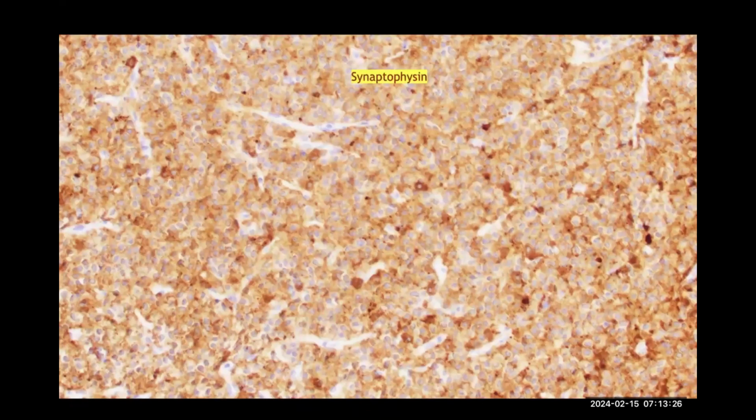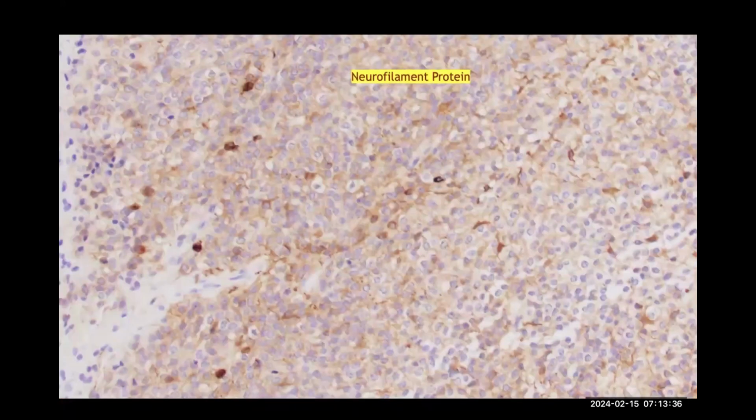Synaptophysin also supports neuronal differentiation. Wall-to-wall positive synaptophysin is a cytoplasmic marker. Next. Neurofilament also stains, not as robust as synaptophysin and NeuN, but does stain more cells than GFAP. So everything points to a neuronal tumor. Next.